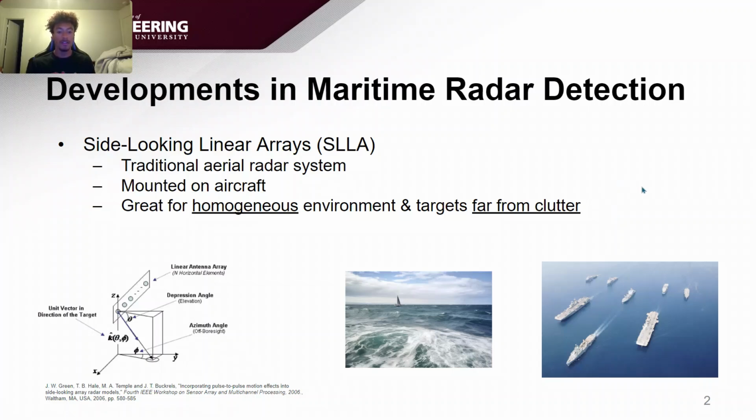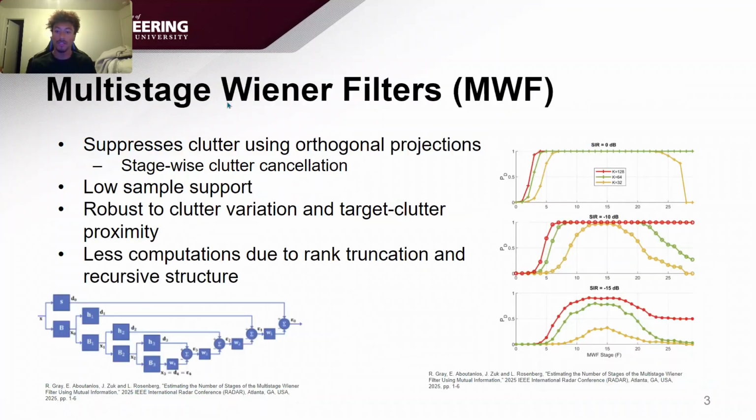An advanced signal processing technique that has been developed is the multi-stage Wiener filter, or the MWF. This suppresses clutter using orthogonal projections or stage-wise clutter cancellation. It takes in the signal and splits it, takes the target steering vector, so the direction of the target, and outputs a desired signal. Then the B block is a blocking matrix, which outputs the observed data.